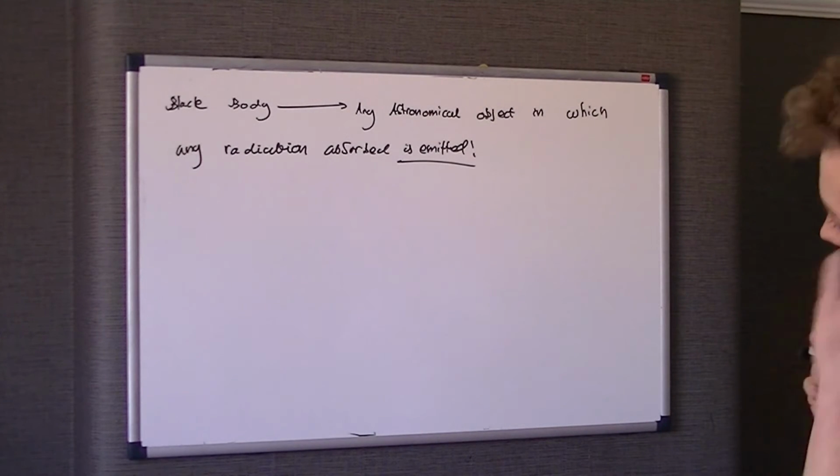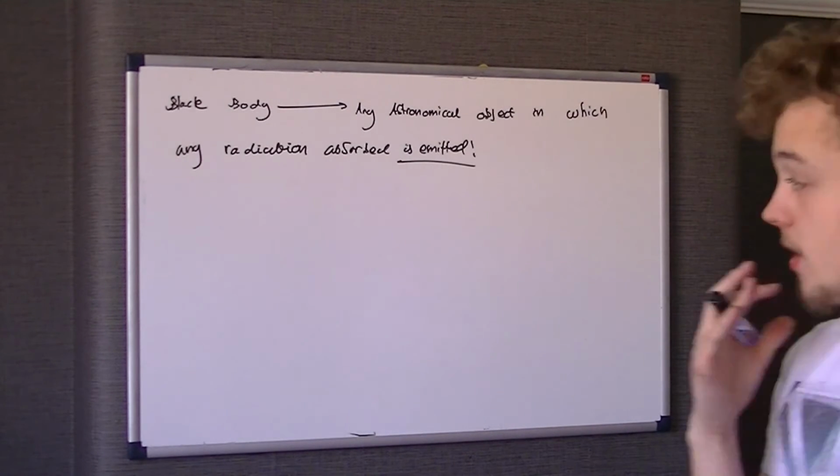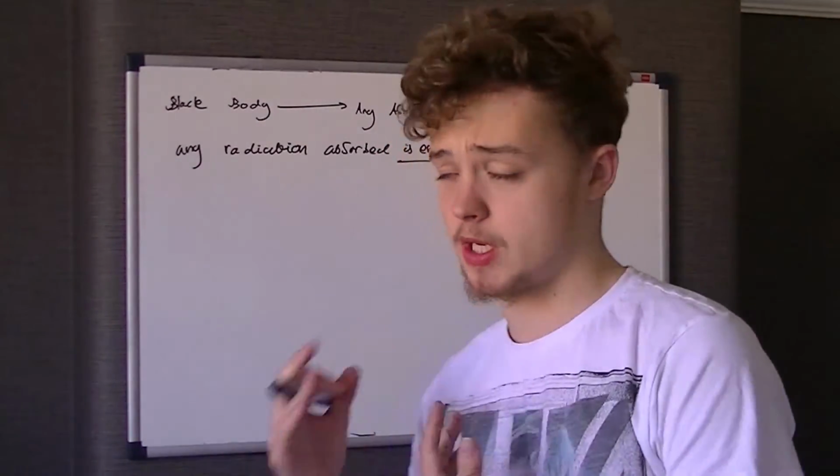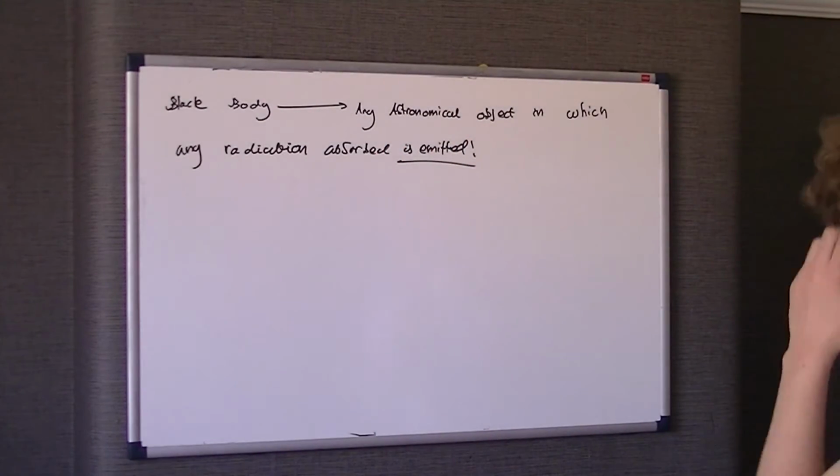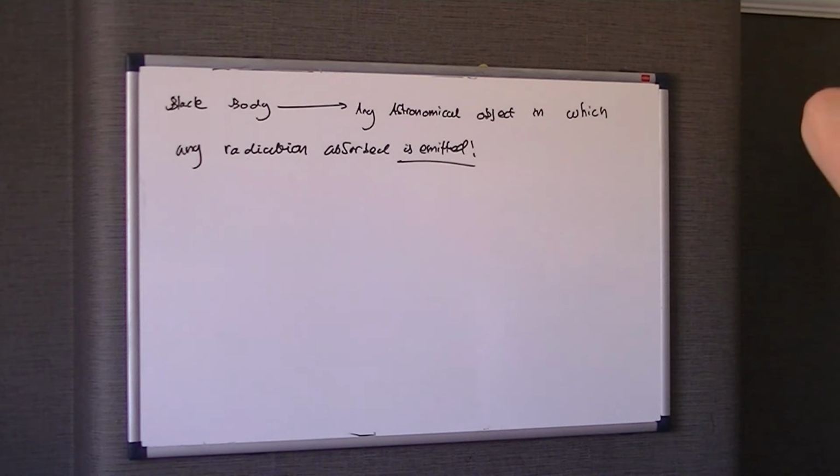Now, obviously in radiation we have to do with photons, which you define as E equals hf, and they have a certain wavelength, and you can work out the wavelength of such radiation. So you could detect whether it is a black body or not.